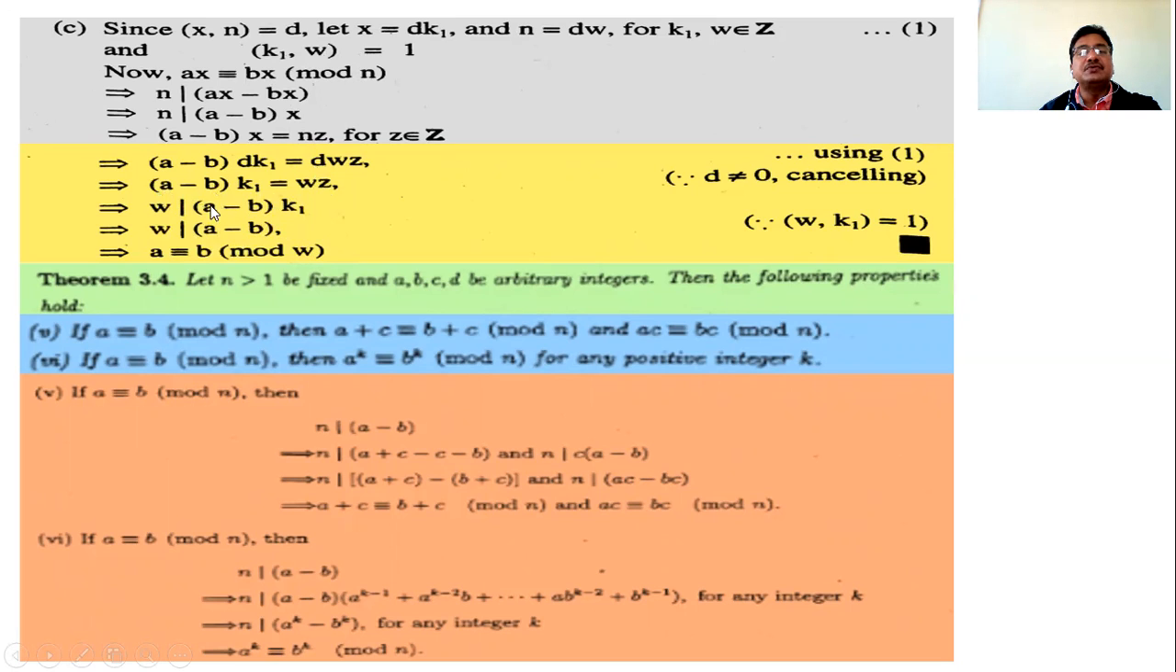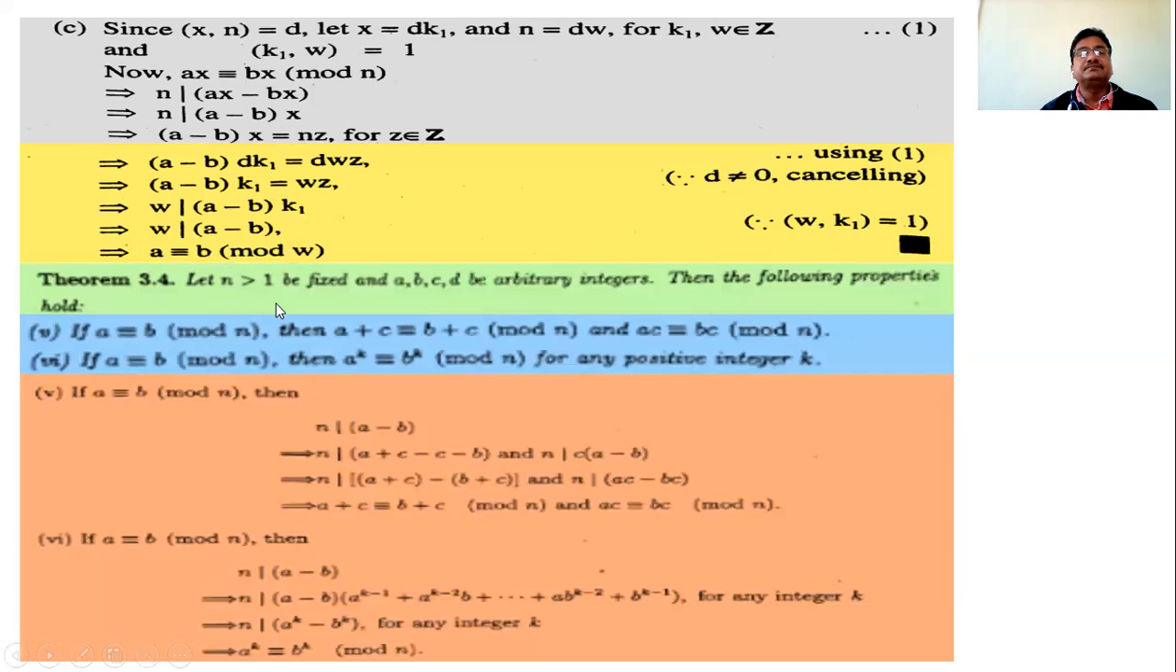w divides the multiplication of these two, and then w divides one of them. But the greatest common divisor of w and k1 is 1, therefore w divides a minus b, and therefore a is congruent to b modulo w, because the greatest common divisor of w and k1 is 1. And therefore we have a is congruent to b modulo w, because w divides a minus b.